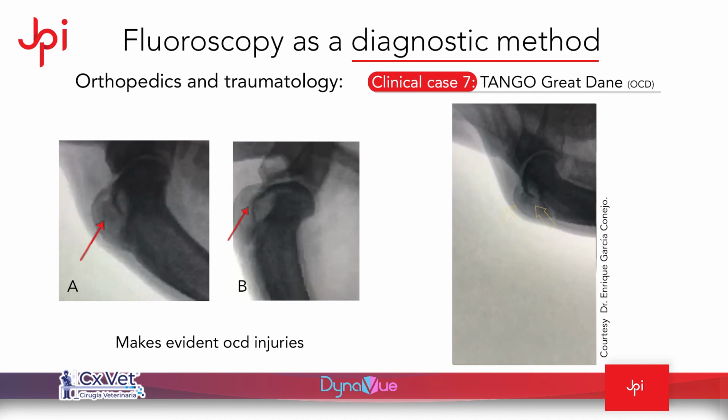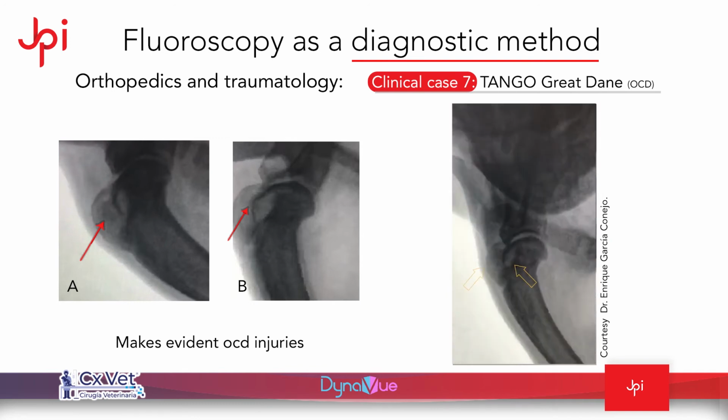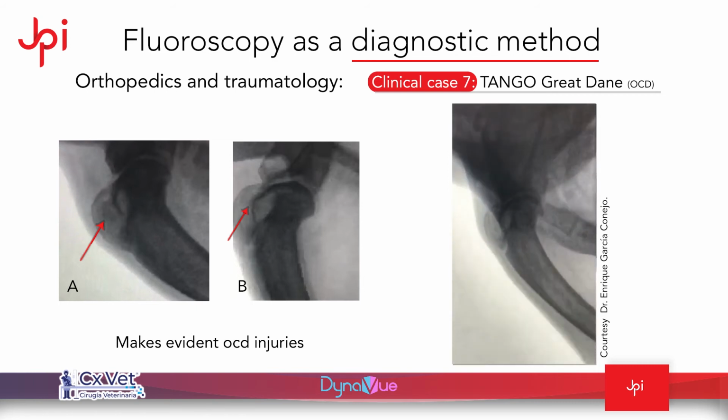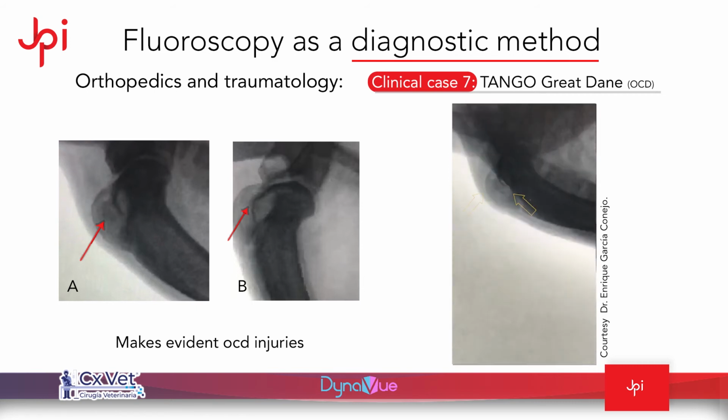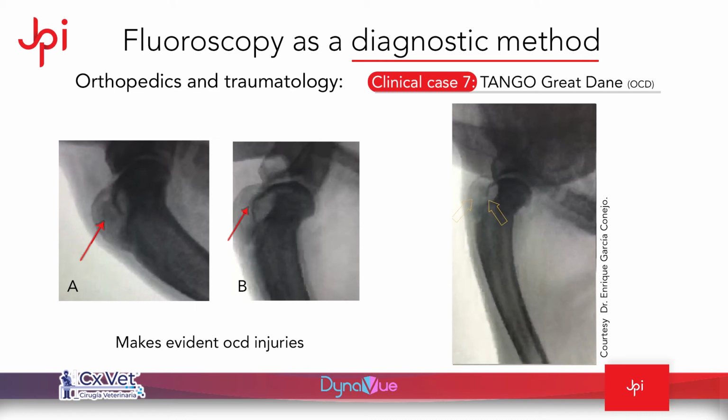X-ray diagnosis allows us to see the radiolucent area at the condylar central border of the humeral head, but you will never be able to see a cartilage fragment floating in the joint. This can be done with a fluoroscopy study that generates images in real time. Observe the shadow marked with the red arrow in image A, which disappears in image B. That is the free cartilage flap inside the joint.